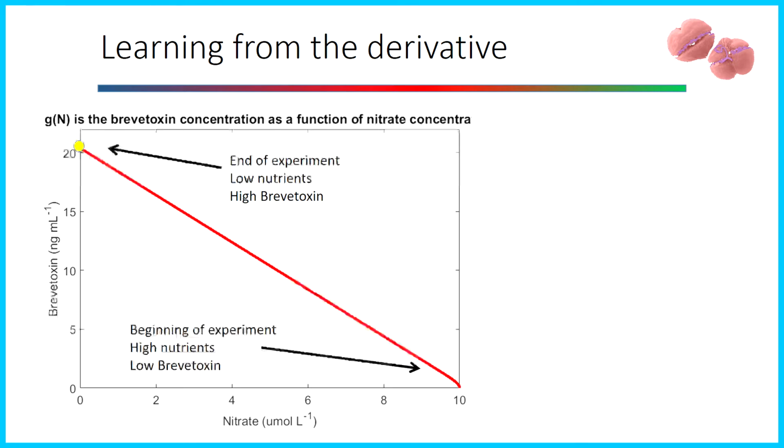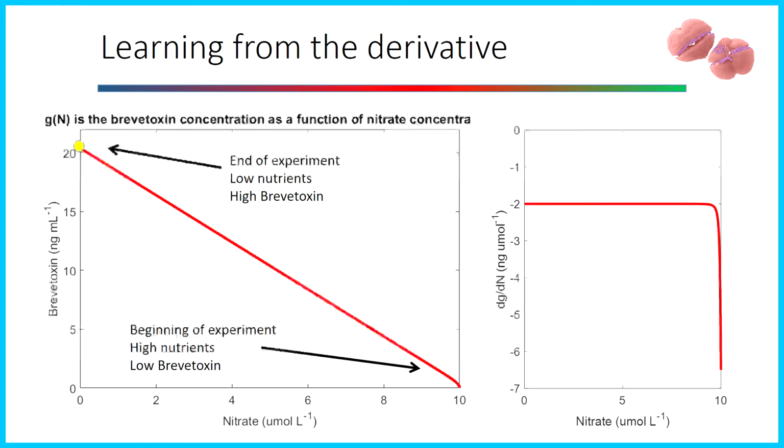To compute the derivative of brevetoxin concentration with respect to nitrate concentration, or in other words, the derivative dg/dn, all we need to do is figure out how the slope of that line changes. And as you can see, it is basically linear for most of the graph. So the derivative is basically constant at -2 until you get to very high nutrient concentrations at the very beginning of the experiment.